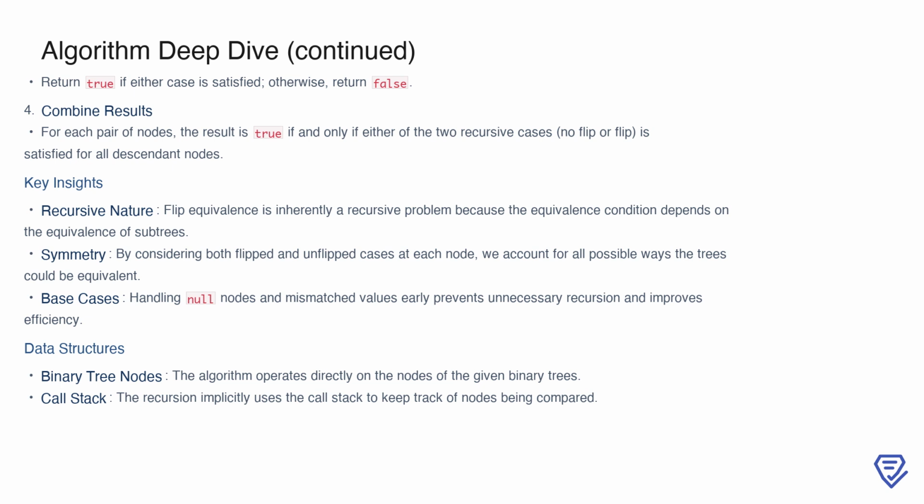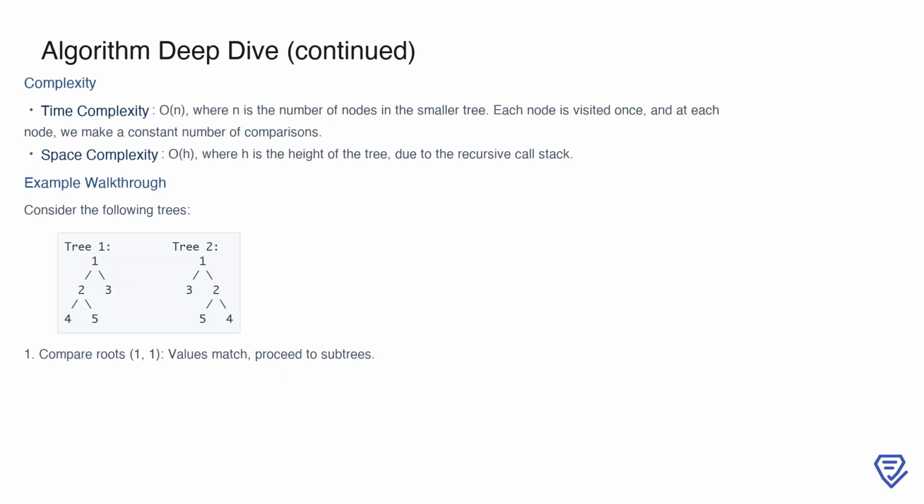In terms of data structures, the algorithm operates directly on the nodes of the binary trees, and the recursion uses the call stack to keep track of comparisons as we traverse the trees. Now let's analyze the complexity of this algorithm. The time complexity is O(n), where n is the number of nodes in the smaller of the two trees. Each node is visited exactly once during the traversal, and at each node, we perform a constant number of comparisons. The space complexity is O(h), where h is the height of the tree. This comes from the recursive call stack, as the depth of the recursion corresponds to the height of the tree.